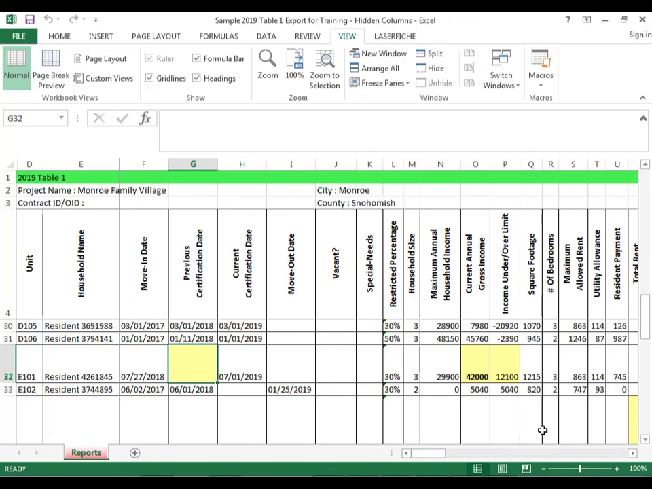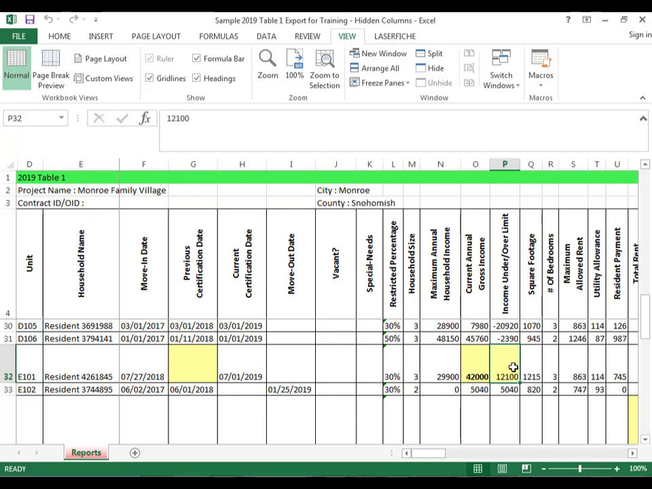The other thing we'll see on this unit is we have a new column, income under or over the limit. And so this is just a calculation comparing the maximum annual household income with the income limit. If the number is negative, it means the household's income is less than the limit. If the number is positive, that means the household income is more than the limit.